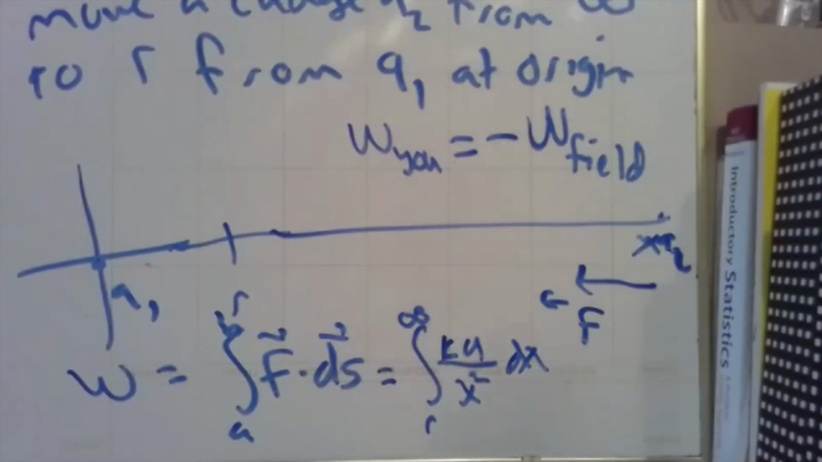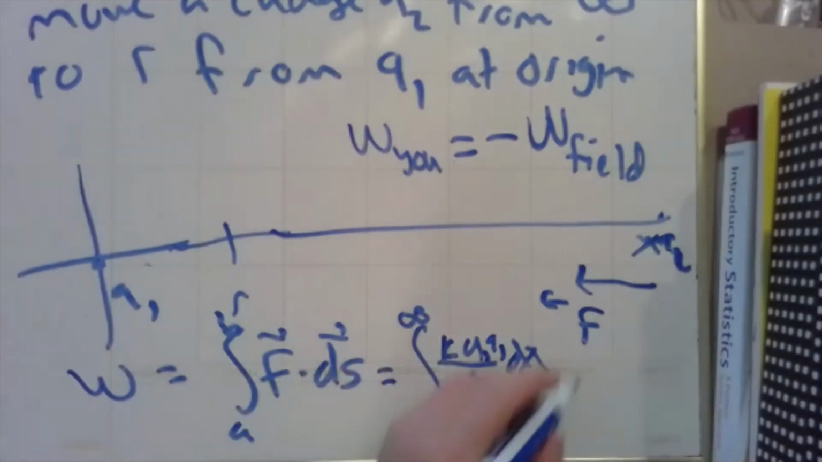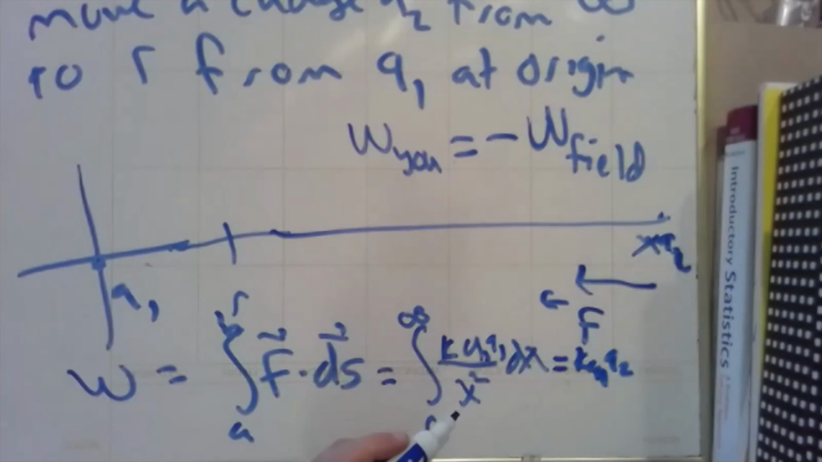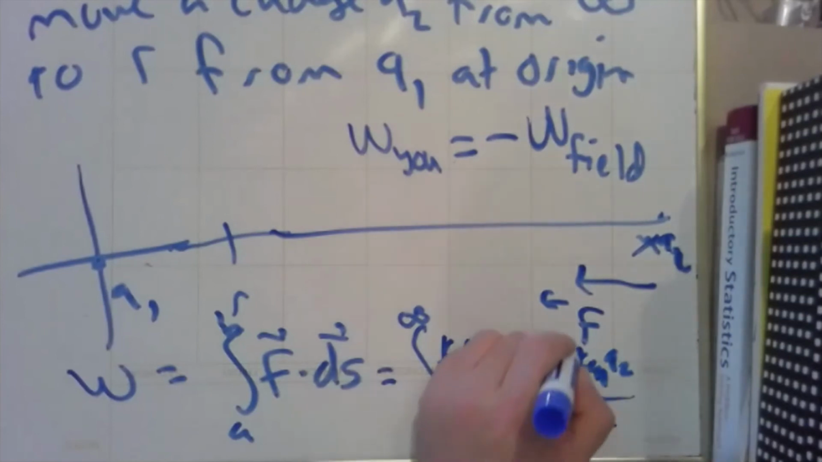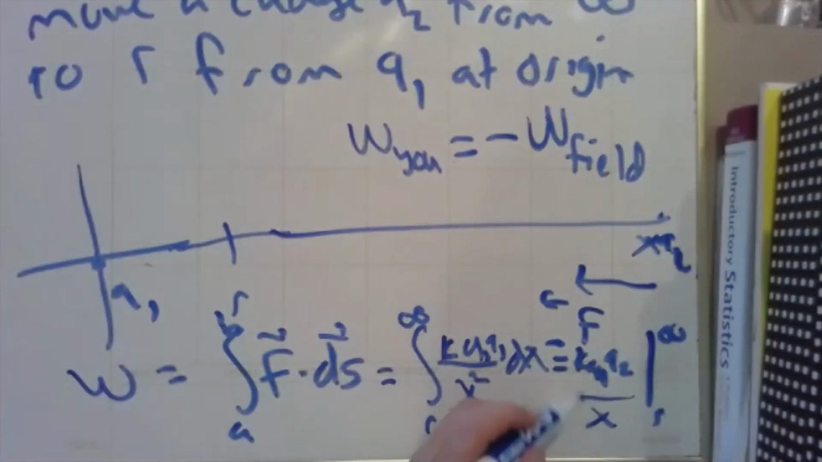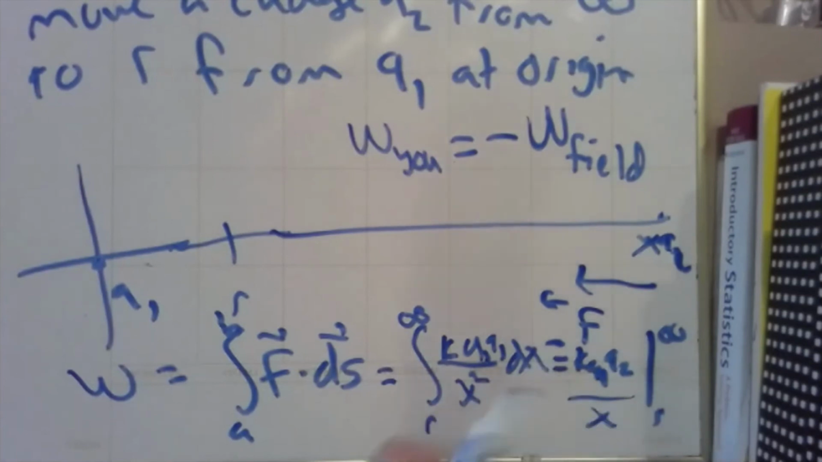So let's do this integral. The antiderivative, the k and the q come out. Oh, I need both q's, q1, q2. Okay, q1, q2. Antiderivative of 1 over x squared is negative 1 over x, evaluated from r to infinity. At infinity, 1 over x is 0. So technically, we should write this as the limit as b goes to infinity, blah, blah, blah. We can hand wave infinite integrals nowadays. So I get 0 minus a negative, stick in r. That's k q1 q2 over r.